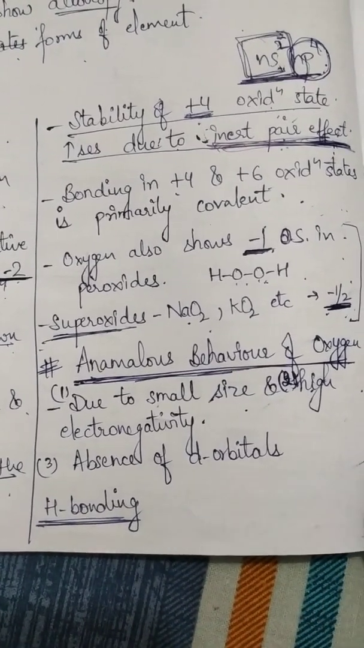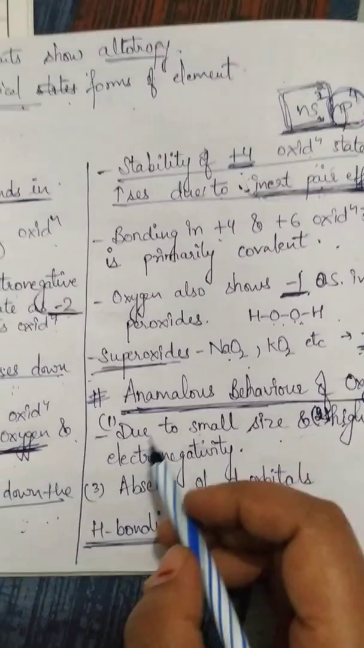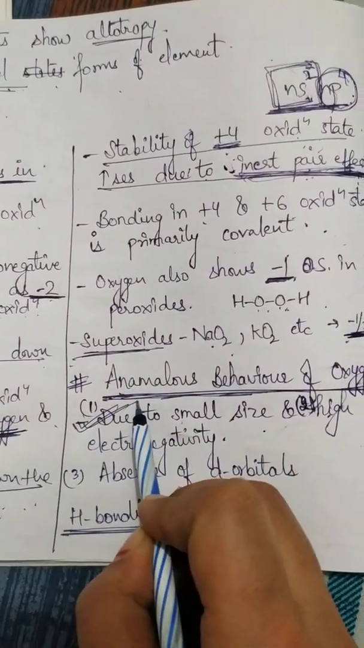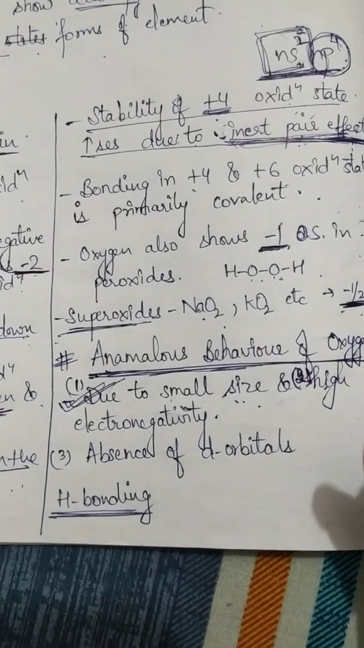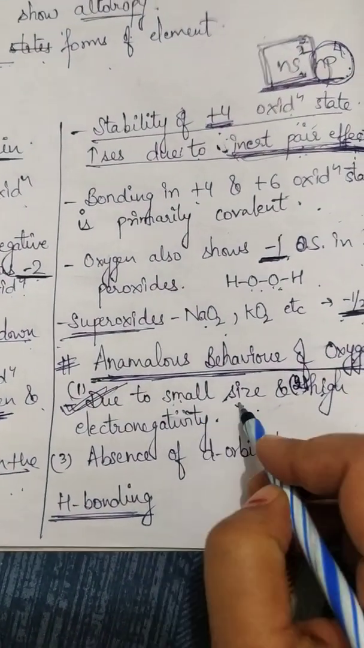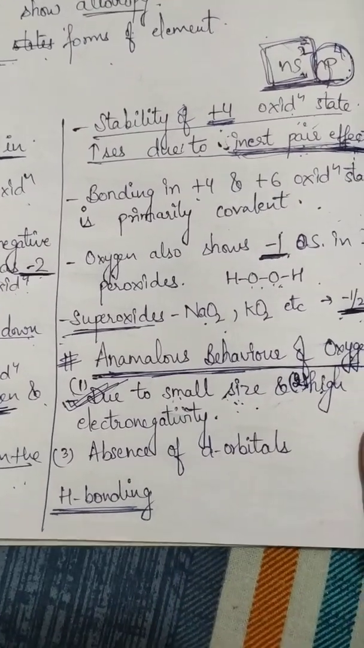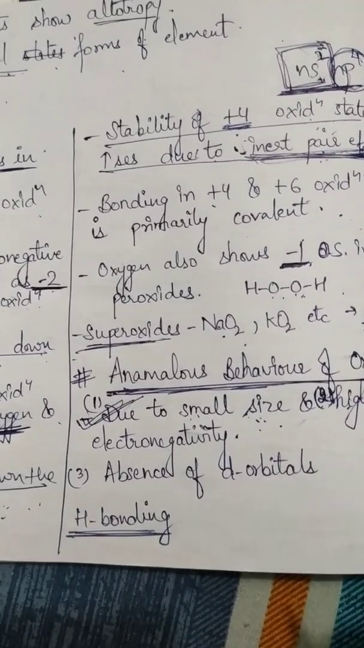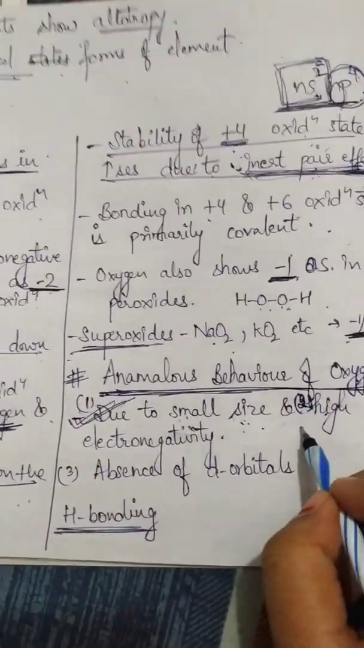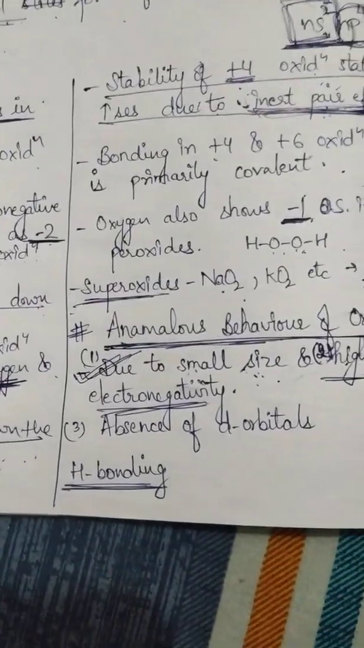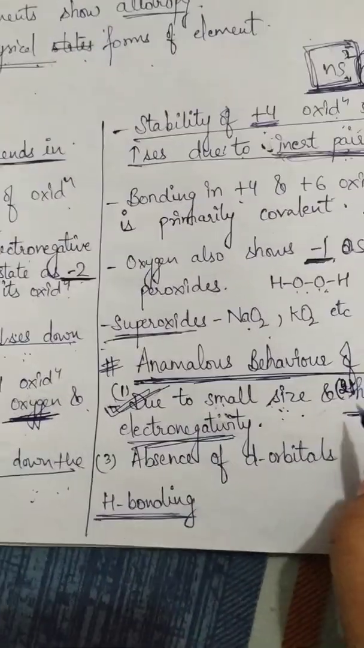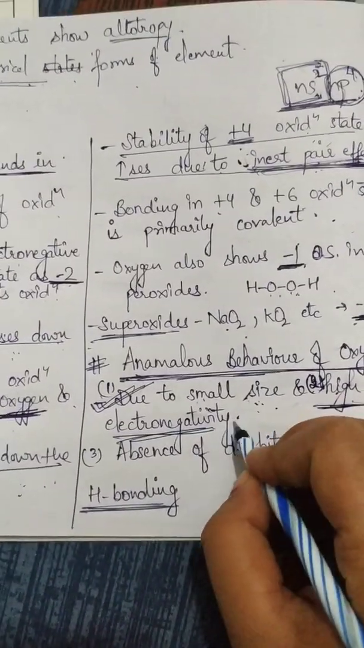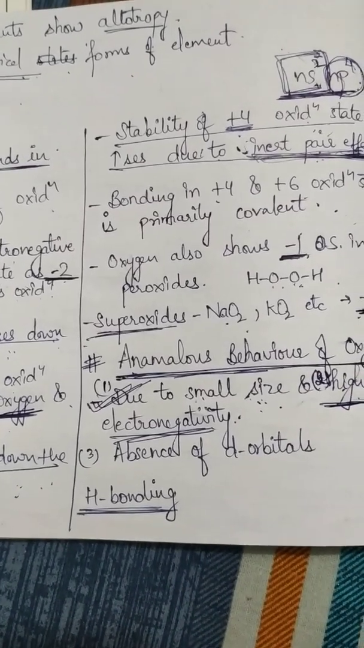This is because of three reasons. First, as we know, oxygen is the first member of the group, so it has a small size. As the size increases down the group, oxygen has a very small size as compared to the other members of the group. The second reason to show anomalous behavior is high electronegativity. As we discussed earlier, oxygen is the second most electronegative element, so it has high electronegativity as compared to the other members of the group.